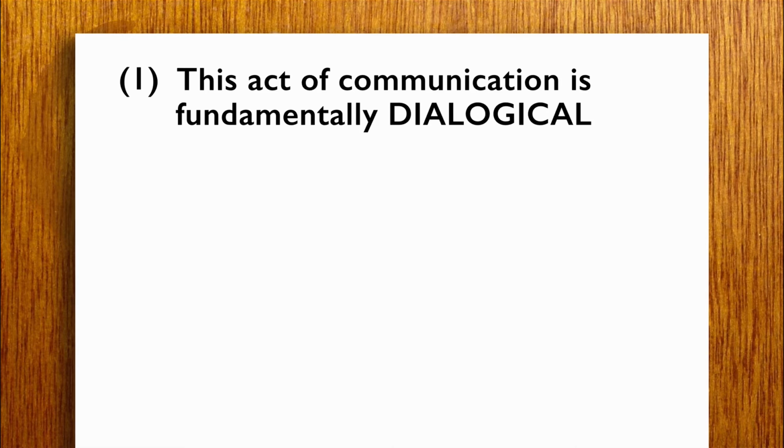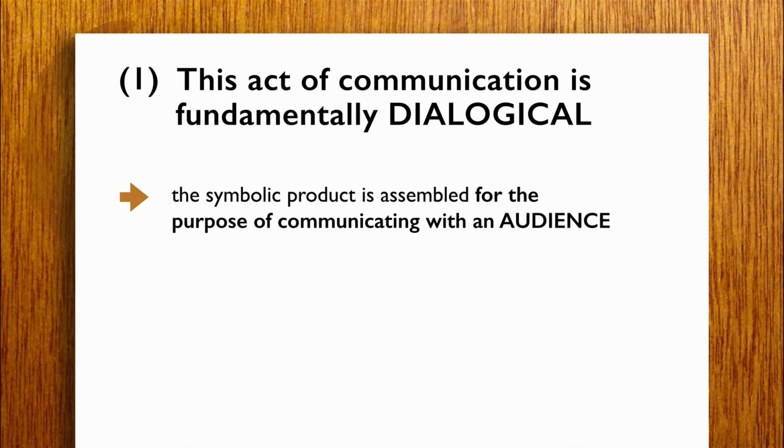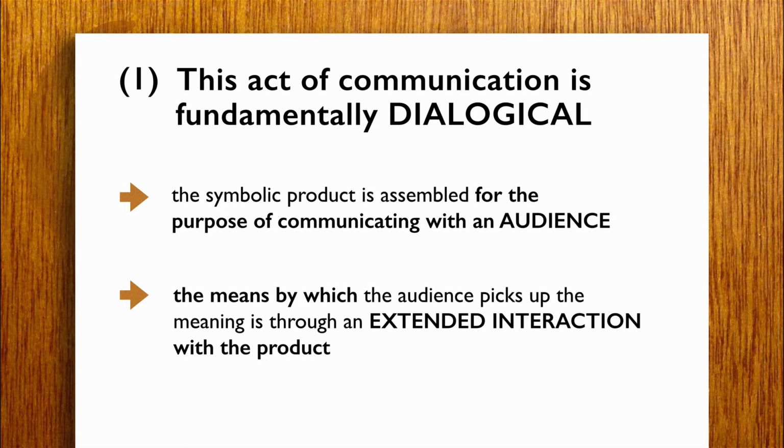Now, this term means different things in linguistics and communication theory, but all I mean by it is that, 1, the symbolic product is assembled for the purpose of communicating with an audience, and 2, the means by which the audience picks up the meaning is through an extended interaction with the product, which you can think of as a kind of dialogue, a dialogue between the audience and the symbolic product. The audience isn't a passive recipient of information. They have to actively, cognitively engage with the product over time to experience what the author intended.